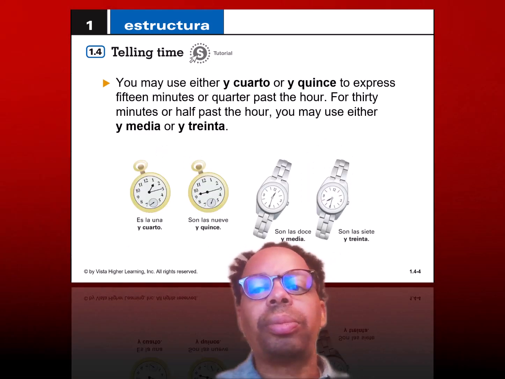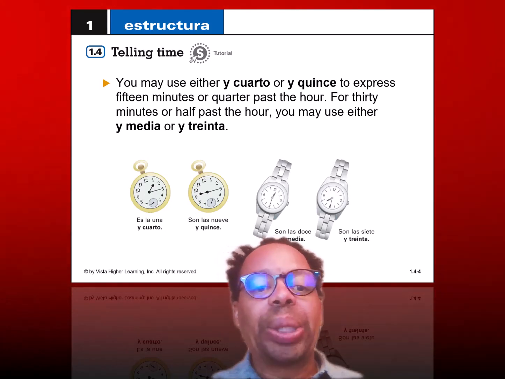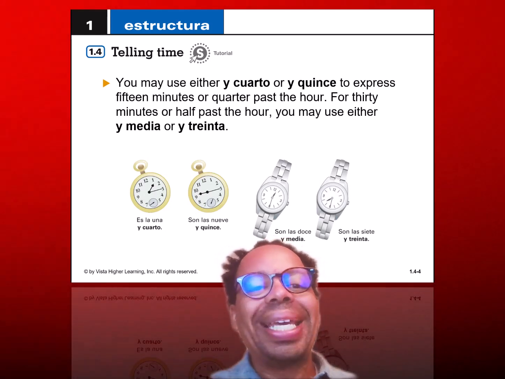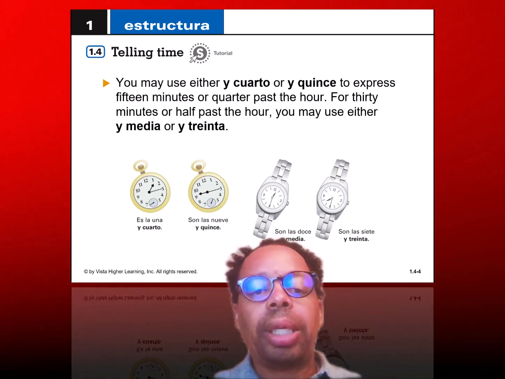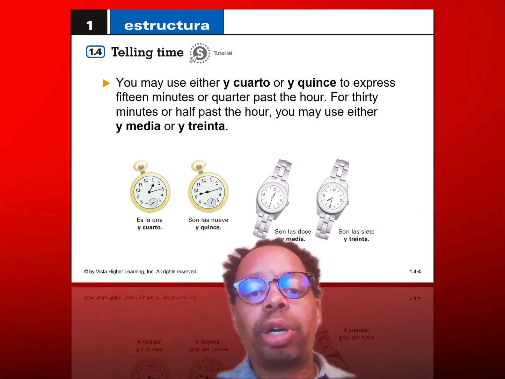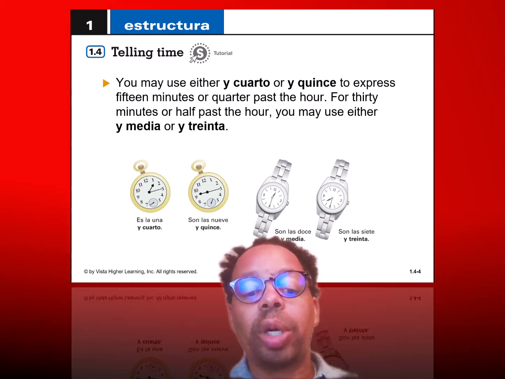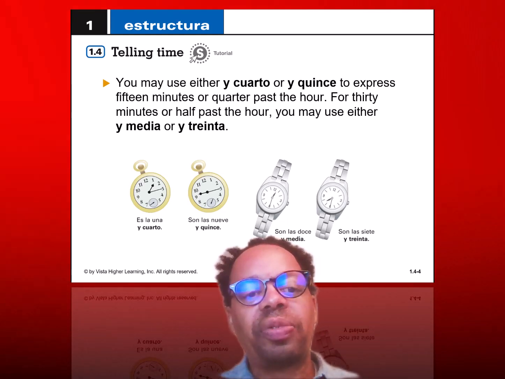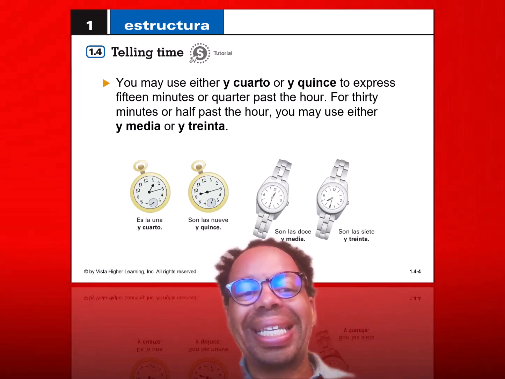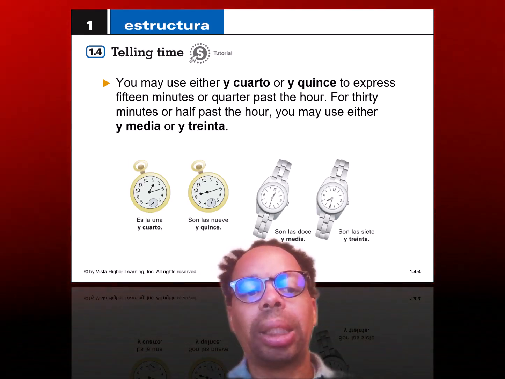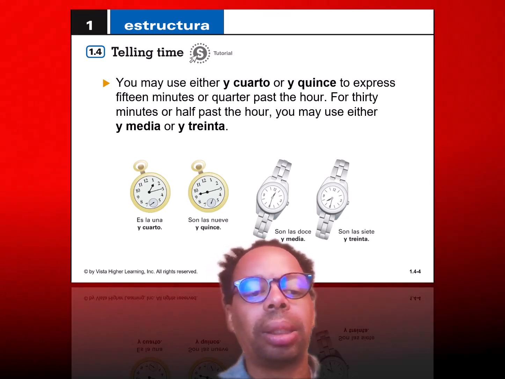Bueno, so you may use either y cuarto, a quarter, or y quince for 15. You may remember that number from 1.2 with the numbers 0 through 30, which is why we started with the numbers 0 through 30, because we were going to be using those to tell time, to express 15 minutes or quarter past the hour. For 30 minutes or half past the hour, you may use y media or y treinta. Y media or y treinta, no?